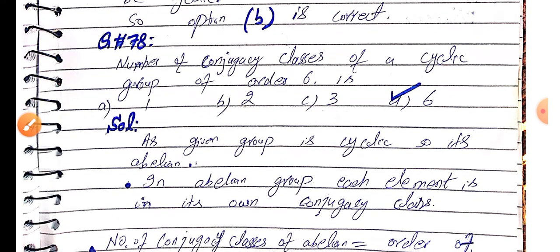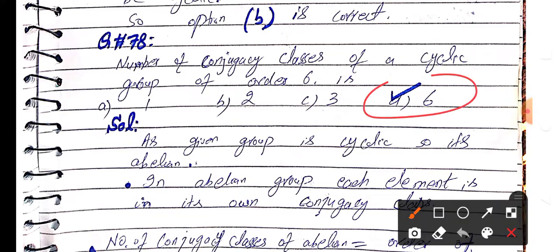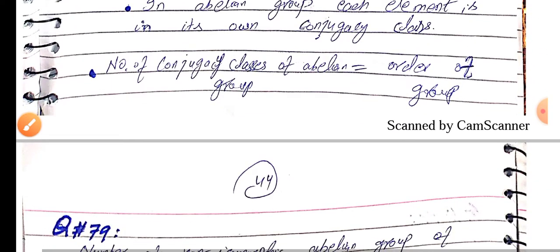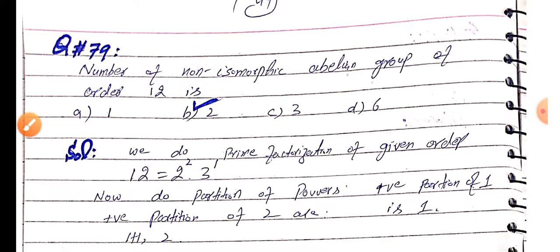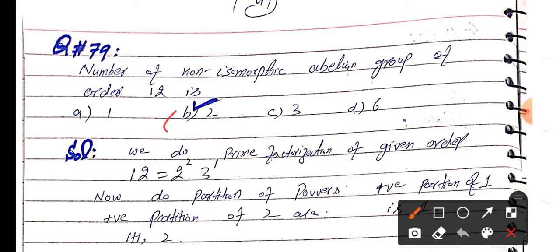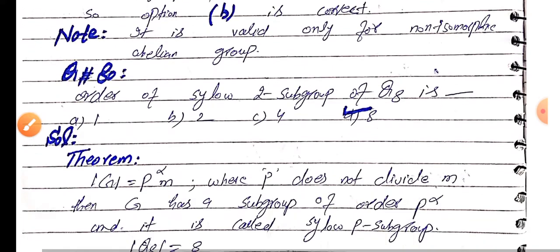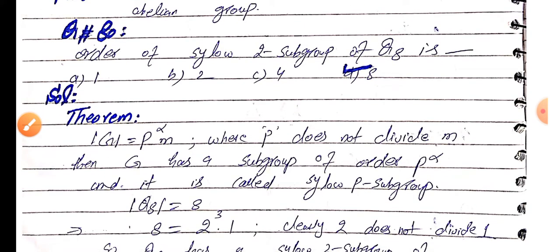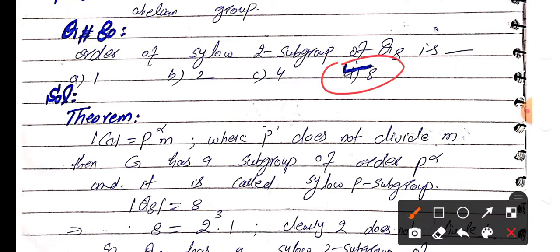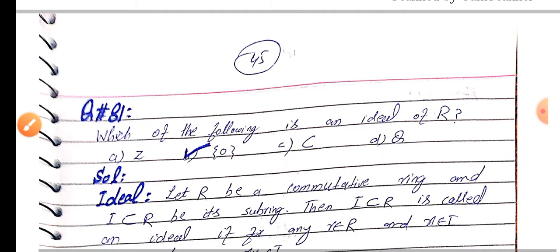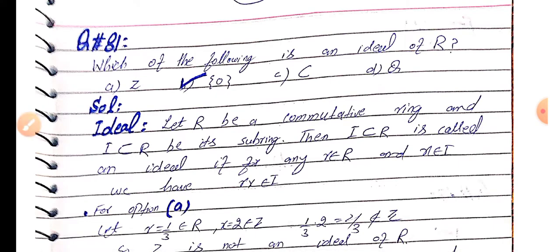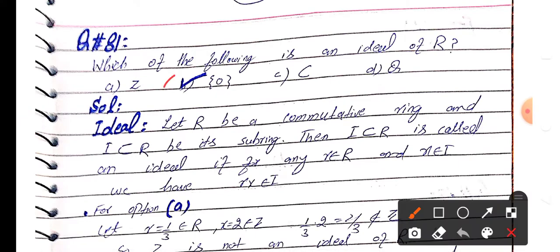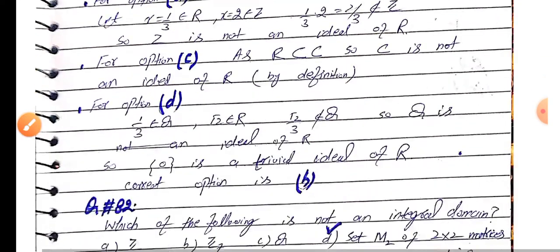78. Number of conjugacy classes of a cyclic group of order 6 is the correct answer. 79. Number of non-isomorphic abelian groups of order 12 is 2, which is the correct answer. 80. Order of Sylow 2-subgroups of Q8 is 8, which is the correct answer. Which of the following is an ideal of R? So option B, 0, is the correct answer.